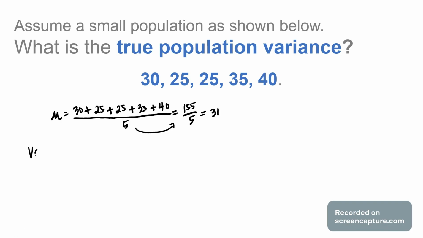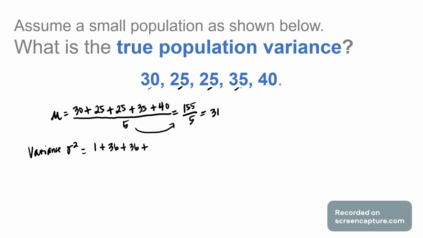And that means to get the variance, the symbol is sigma squared, we subtract each of our original values by our mean. So 30 minus 31, that's a negative 1, and then multiply the result by itself. So negative 1 times negative 1 is 1. The first number here is 1. Next, the second and the third number are the same, so I get the same results. 25 minus 31 is negative 6, to be exact. Negative 6 times negative 6 is 36. And that means the third number is also 36 because they're the same, 25.